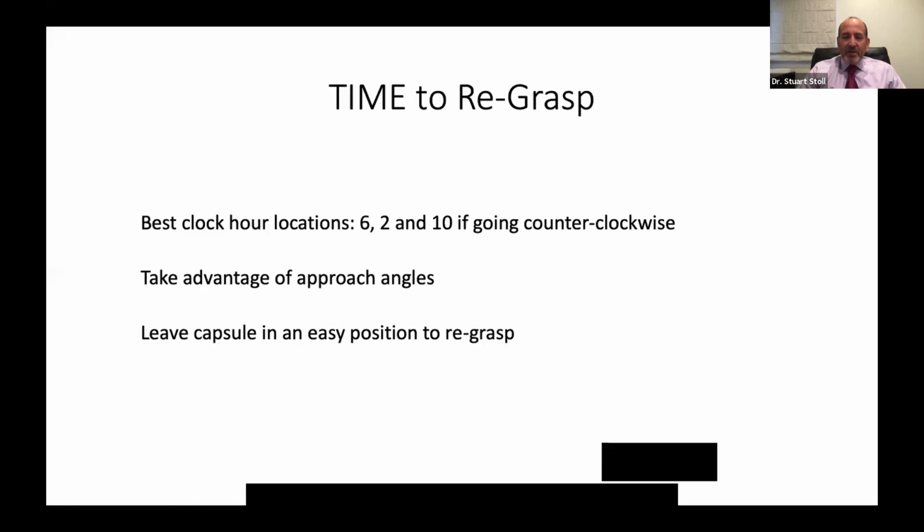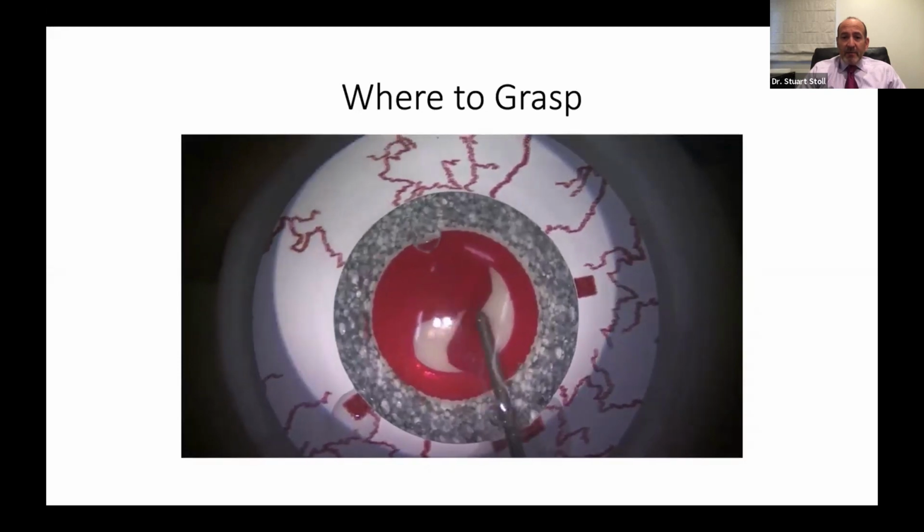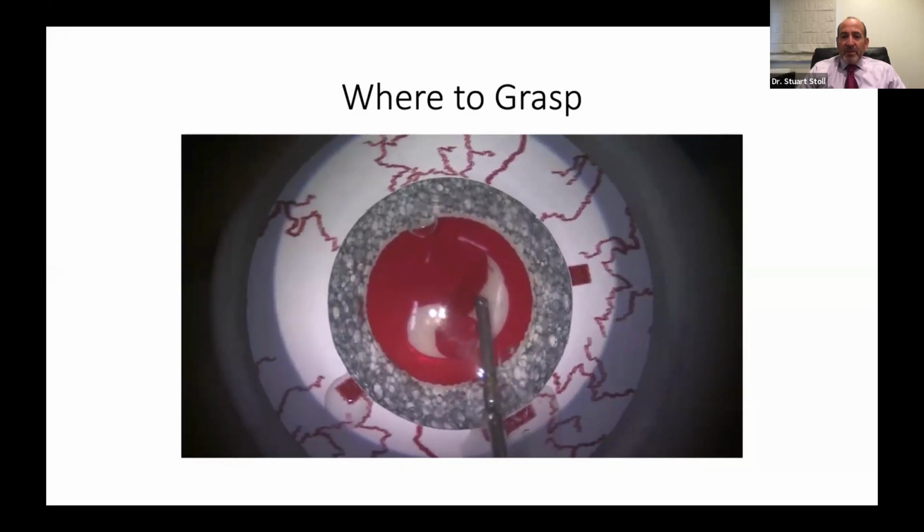Nobody cares. But as you become a more advanced surgeon, you're going to become more skilled and you want to become efficient. I think the best clock hour locations to grasp, if you're a right-handed surgeon and initiating to the left and going counterclockwise, is to re-grasp at 6 o'clock, 2 o'clock, and 10 o'clock. And with those 3 grasping areas, you're going to get around. And those are great clock hours because of the approach angles. And you can leave the capsule in an easy position to re-grasp it. So let's see that here. So we're up around the 2 o'clock. We position the capsule, folded it over, positioning it nicely.